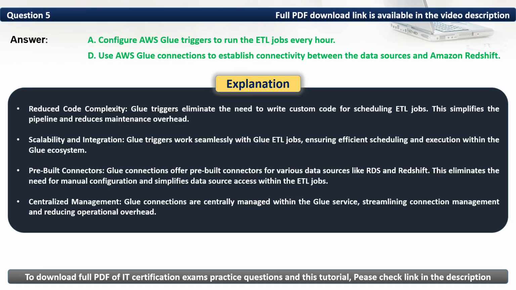Reduced code complexity. Glue triggers eliminate the need to write custom code for scheduling ETL jobs. This simplifies the pipeline and reduces maintenance overhead. Scalability and integration. Glue triggers work seamlessly with Glue ETL jobs, ensuring efficient scheduling and execution within the Glue ecosystem. Pre-built connectors. Glue connections offer pre-built connectors for various data sources like RDS and Redshift. This eliminates the need for manual configuration and simplifies data source access within the ETL jobs. Centralized management. Glue connections are centrally managed within the Glue service, streamlining connection management and reducing operational overhead.